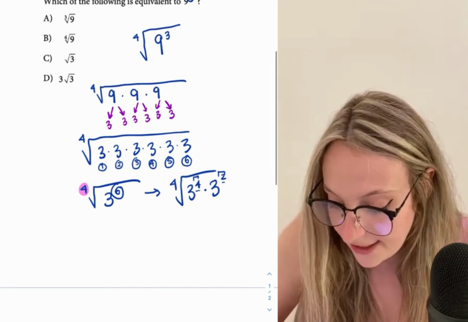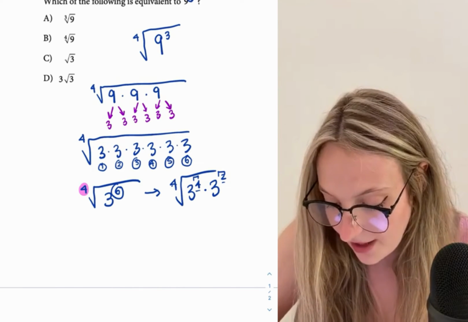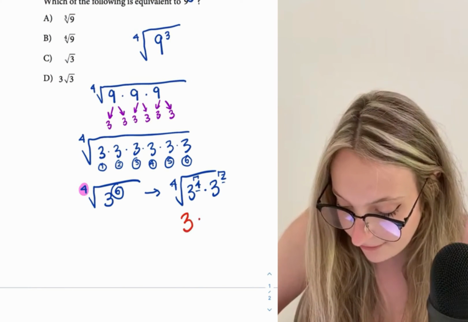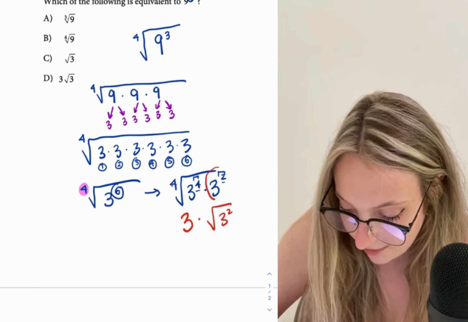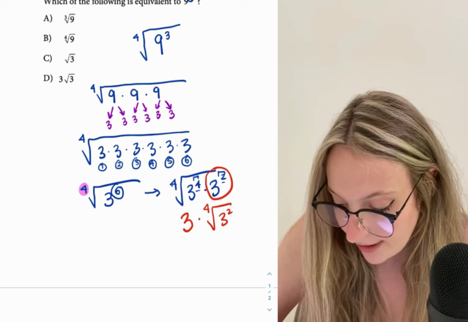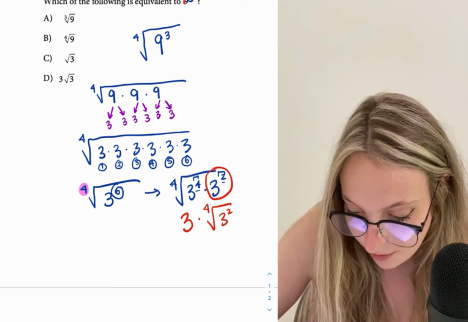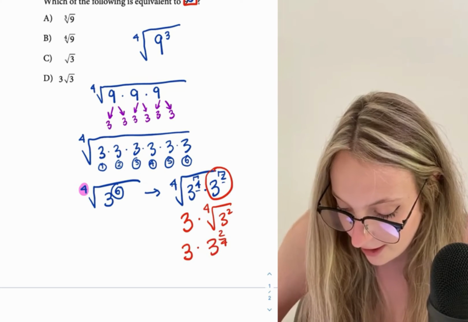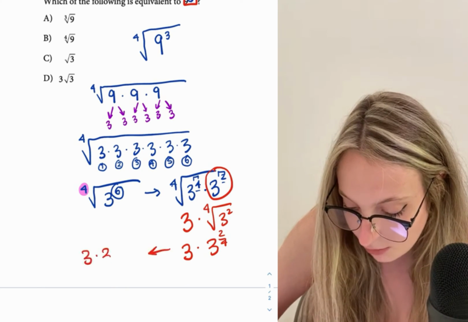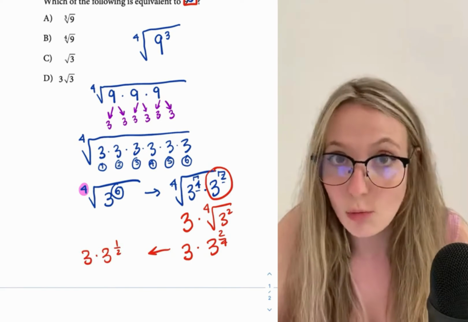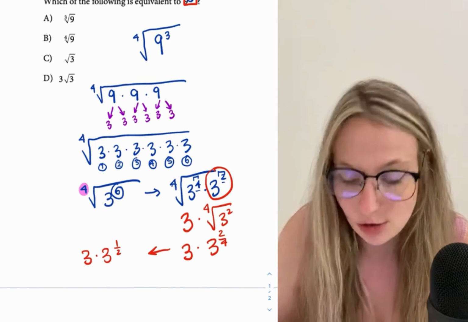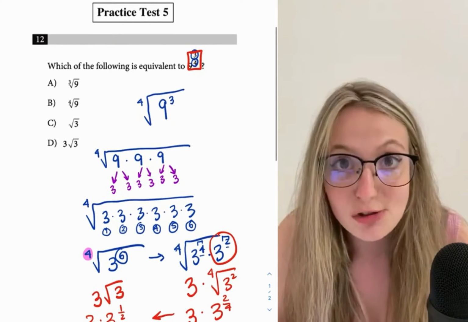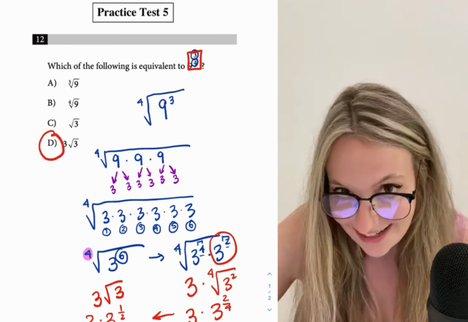So 3 to the 4th, if you were to take the 4th root of that, would just become 3. So this becomes 3 right here, and then we're left with this 3 squared over here to the 4th. If we were to rewrite that as an exponent, that would give us 3 times 3 to the 2 over 4, which is the exact same thing as 3 times 3 to the 1/2. And anything raised to the 1/2 power is the same thing as taking the square root of it, which means that this is 3 square root of 3, which as a final answer ends up giving back choice D. So there we go.